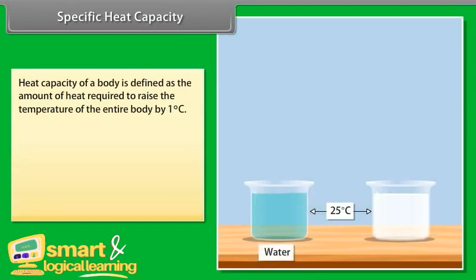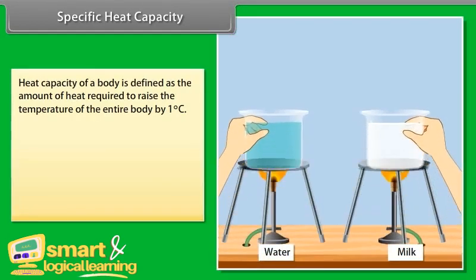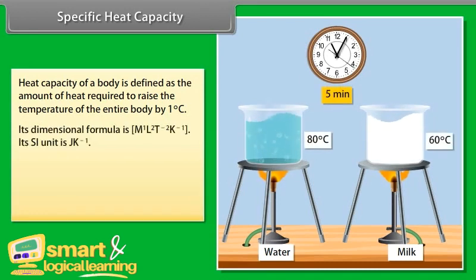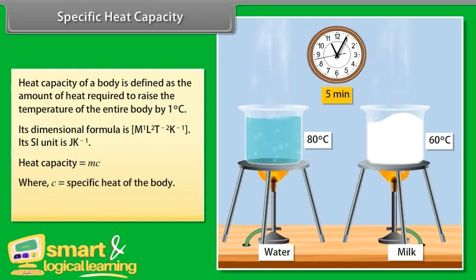Heat capacity of a body is defined as the amount of heat required to raise the temperature of the entire body by 1 degree Celsius. Its dimensional formula is M L squared T to the power minus 2 K to the power minus 1. Its SI unit is joule per Kelvin. Heat capacity is equal to mc, where C is equal to specific heat of the body and m is equal to mass of the body.